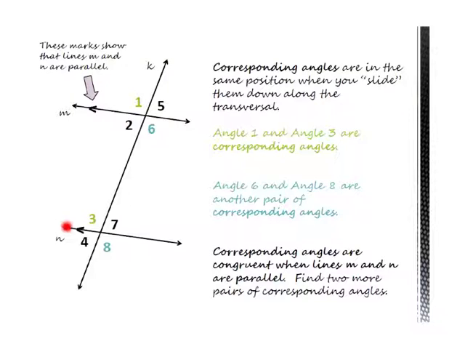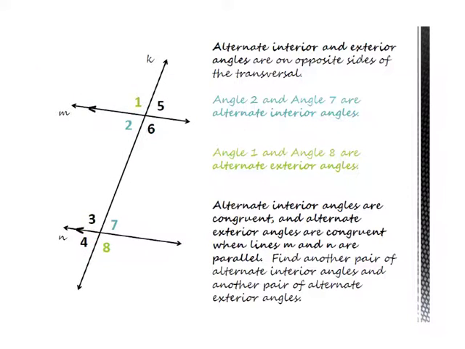When your lines are parallel, like line M and N are, note these marks show that the lines are parallel, our corresponding angles are congruent. So angle 1 would be congruent to angle 3, and angle 6 would be congruent to angle 8. Angles 5 and 7 are also corresponding, as well as angles 2 and 4.